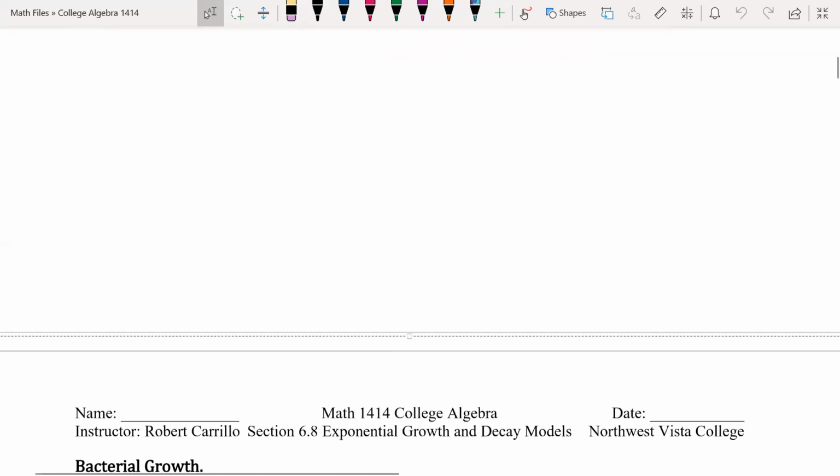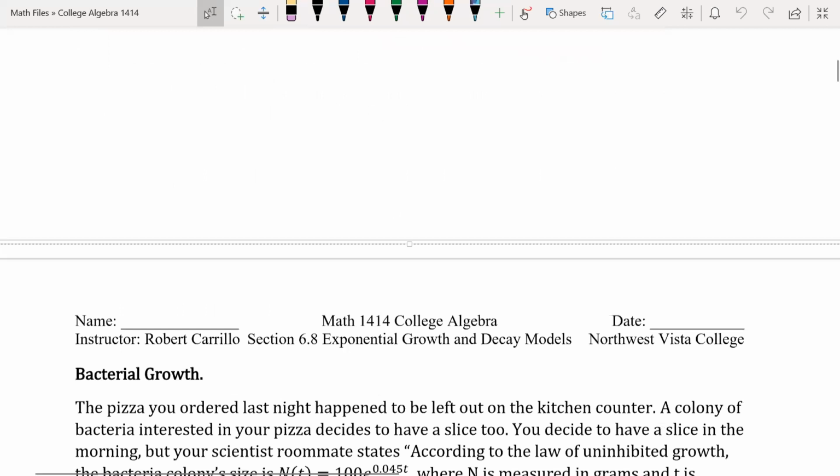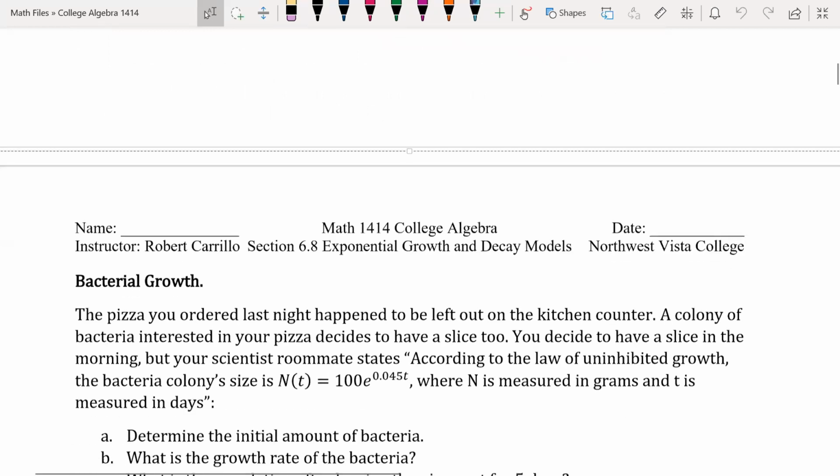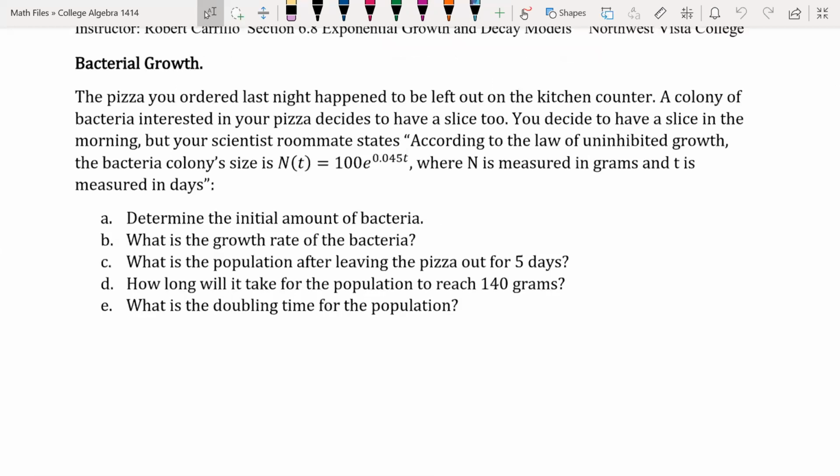So here we go. Bacterial growth. The pizza you ordered last night happened to be left out on the kitchen counter. We've all done that before. A colony of bacteria interested in your pizza decides to have a slice too. You decide to have a slice in the morning, but your scientist roommate states, according to the law of uninhibited growth, the bacteria's colony size on your pizza is now modeled by n of t equals 100 times e to the 0.045t, where n is measured in grams and t is measured in days. And you tell your scientist roommate, it's too early for stuff like this.